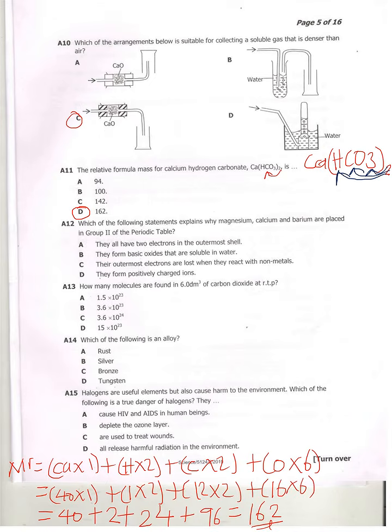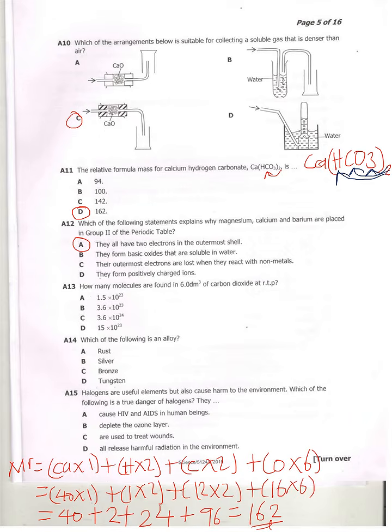Now let's move on to question 12. Which of the following statements explains why magnesium, calcium, and barium are placed in group 2 of the periodic table? If you want to determine the group in which an element is placed, you just have to count the number of electrons in the outermost shell. The number of electrons in the outermost shell determines the group in which an element is found. From the multiple choices, A is our answer. Magnesium, calcium, and barium all have 2 electrons in the outermost shell.